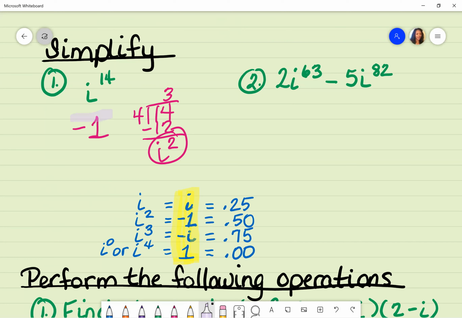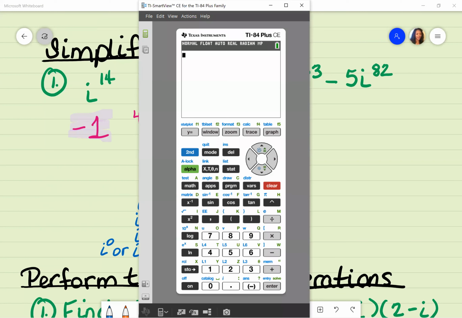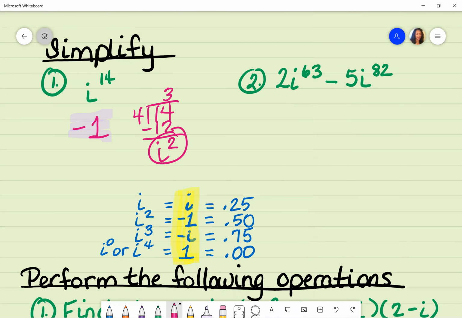If I were to use the calculator for this, I'm taking my exponent 14, and I'm going to divide it by 4, because again, my divisor is always 4. And I'm looking at the part that's after the decimal. So in this case, it's 0.5, which is the same as 0.50. When I look at my chart, 0.50 again correlates to -1. So that will always be the case if I am using my i chart.